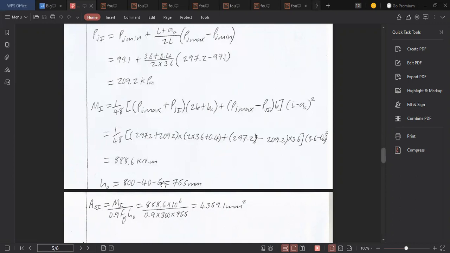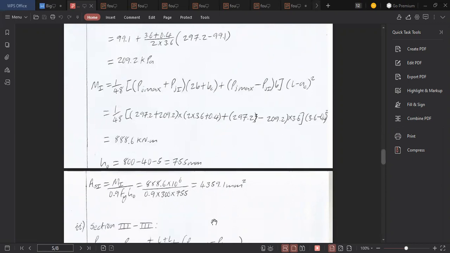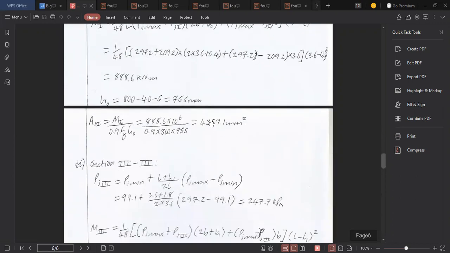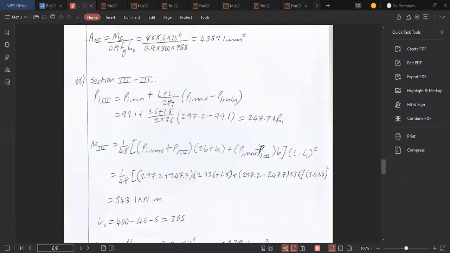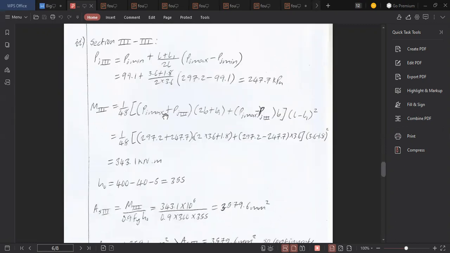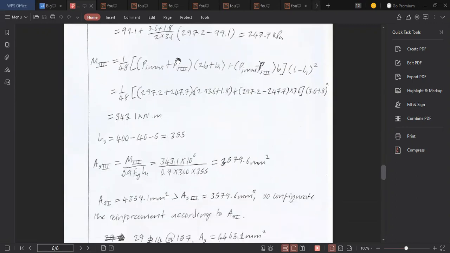So the calculation of AS1 is equal to M, I mean the moment at section 1, over 0.9 Fy H. You find this value, then you go to section 2.2. Section 2.2, same process. What was the difference? I've forgotten the exact difference. I think it's in this formula somewhere.